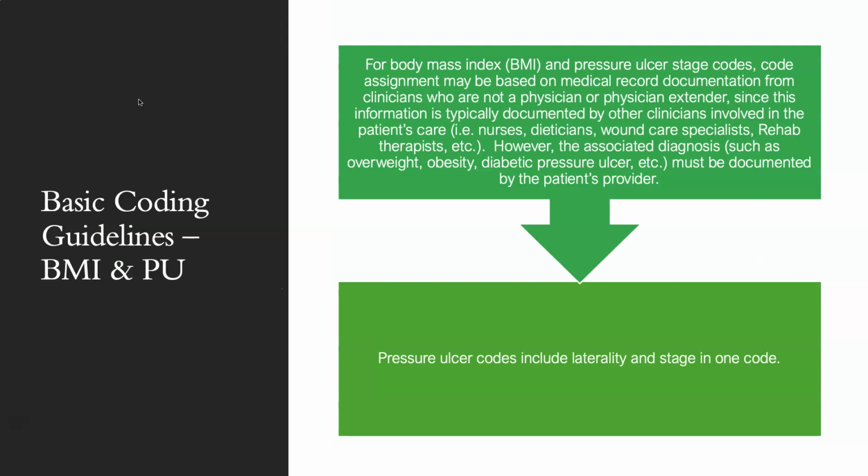What about body mass index, BMI, and pressure ulcers? For body mass index and pressure ulcer stage codes, you can code those based on the medical record documentation from clinicians who are not a physician or physician extender, since this information is typically documented by other clinicians involved in the patient's care, such as nurses, dietitians, wound care specialists, rehab therapists, those types of things. However, the associated diagnosis, such as are they overweight, obese, is this pressure ulcer due to being diabetic? That has to be documented by the patient's provider.